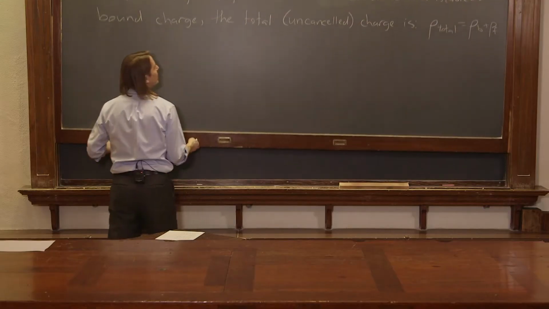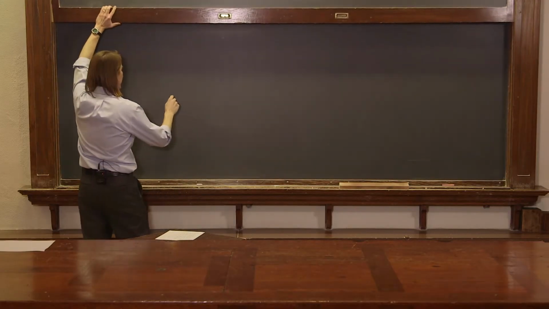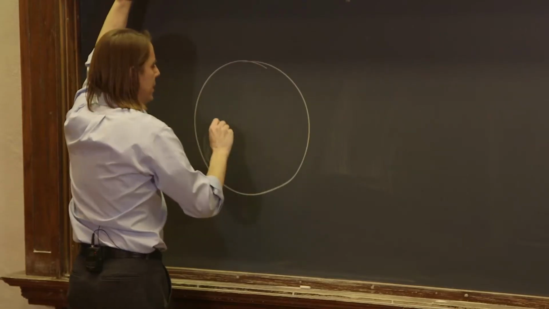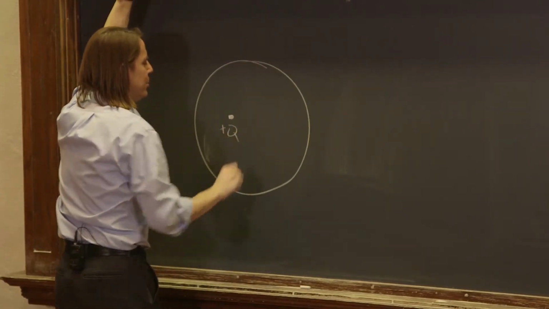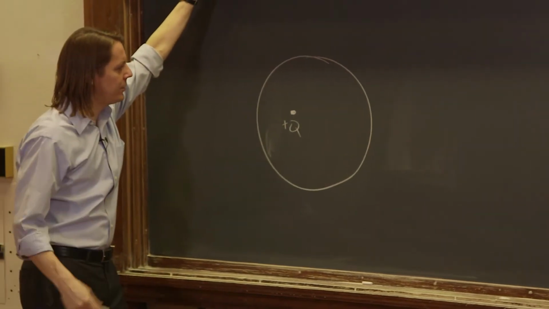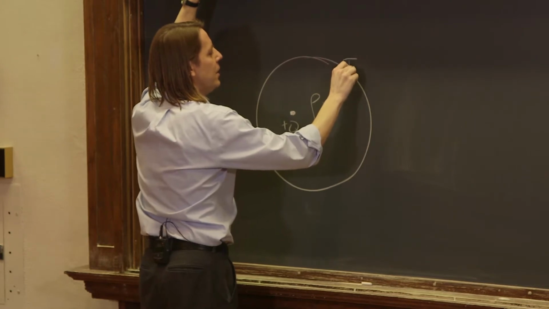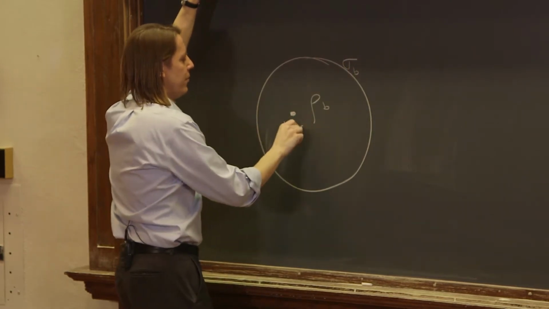Okay, why did we do this? We had a dielectric sphere, and we're going to put in a charge. I'm not even going to put it in the middle. It's going to create a polarization field. You're going to get bound charge in here, you're going to get bound charge on the surface, and you got your free charge here.